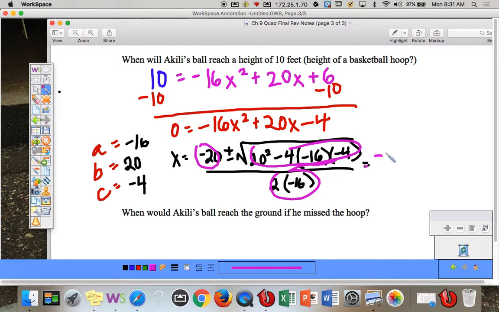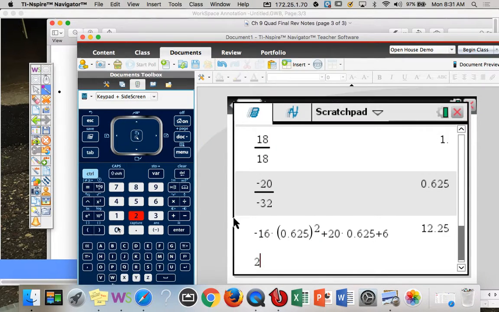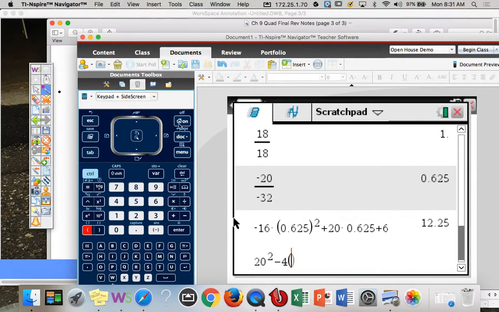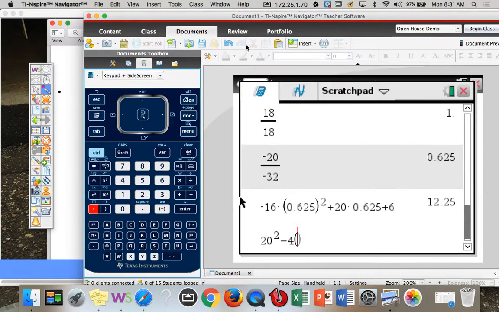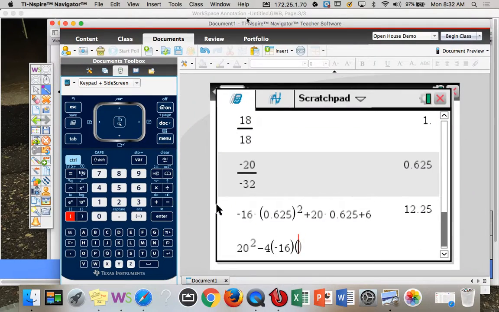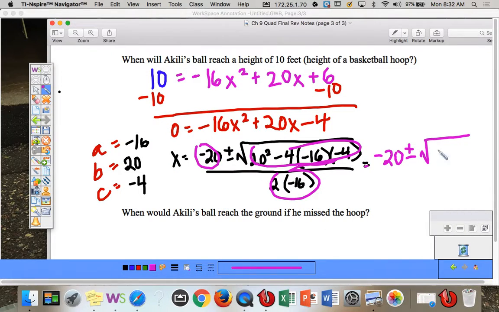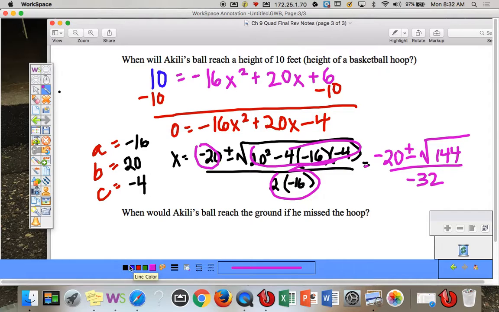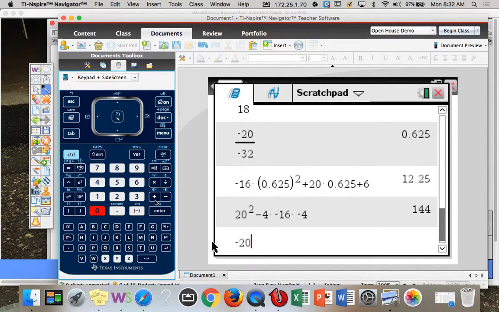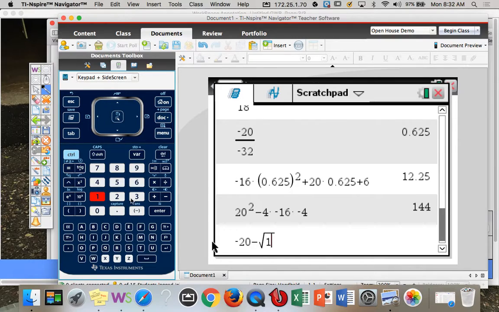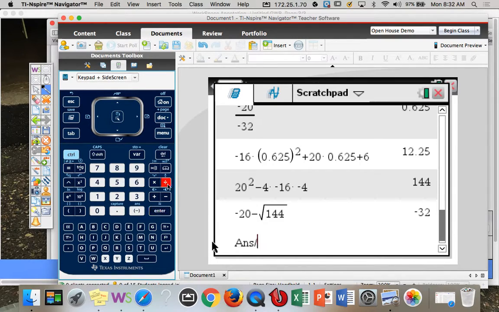So x equals negative 20 plus or minus the square root. Let's type that in, 20 squared minus 4 parentheses negative 16 parentheses negative 4. So 144, all over 2a, so negative 32. Now we can split it up and solve. So first we'll do negative 20 minus the square root of 144. Hit enter. Divide by negative 32.